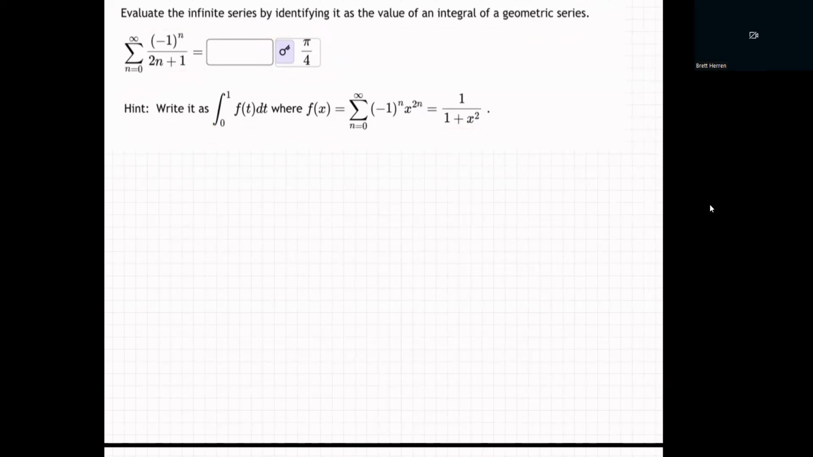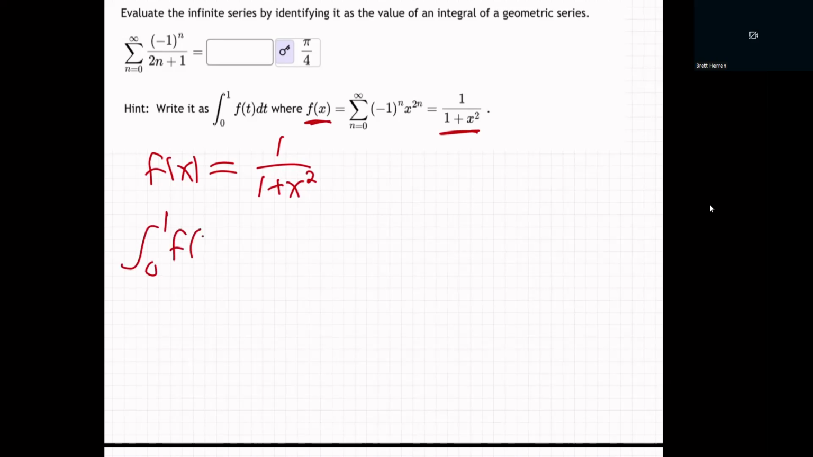Okay, now why is that hint true? Let me just do their hint first, get the answer, then I'll talk about why the hint is true. So if I say f of x is 1 over 1 plus x squared, that's what they're saying, and then I integrate from 0 to 1 f of t dt. It does f of t dt, f of x.